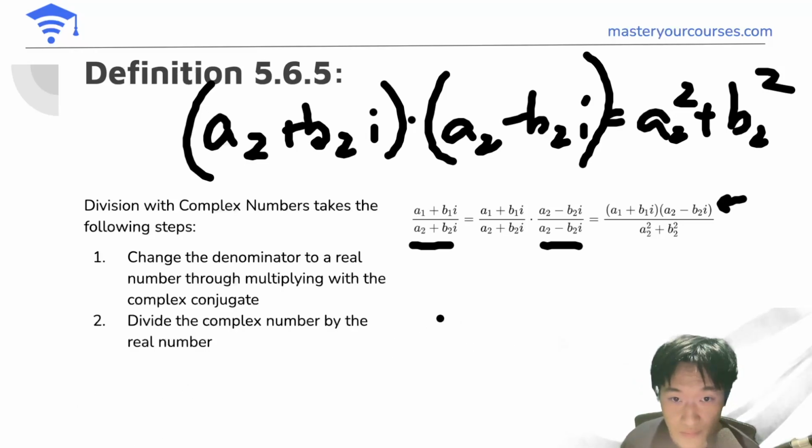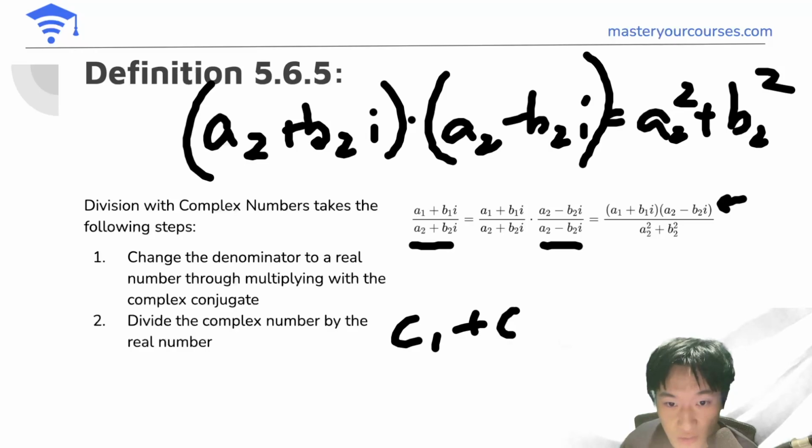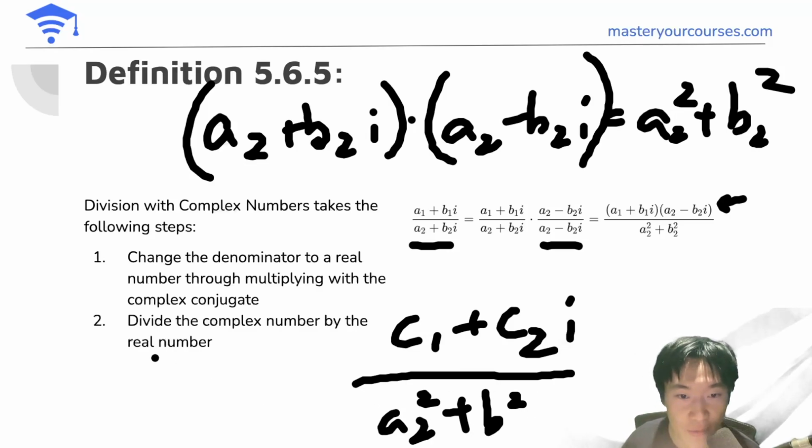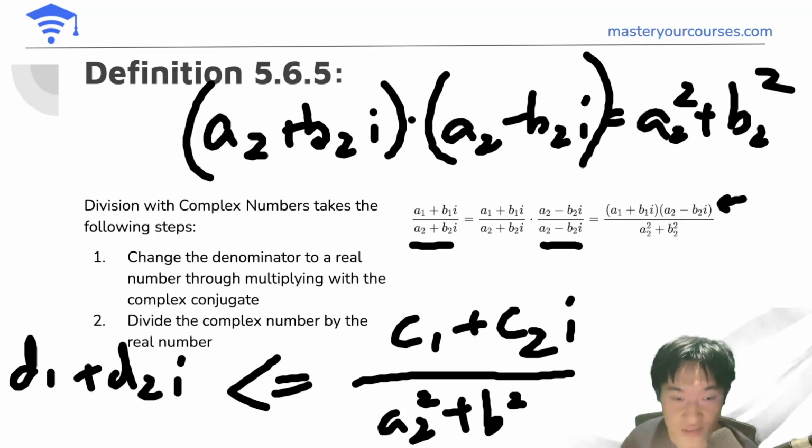So we can calculate this, and basically we're going to get some value c1 plus c2i, as we do usually, right? Then when we divide this by a2 squared plus b2 squared, we're just dividing c1 by this value and c2 also by the same value. So we're going to end up with another complex number, d1 plus d2i. Because d1 is c1 divided by a2 squared plus b2 squared. d2 is c2 divided by a2 squared plus b2 squared, right?